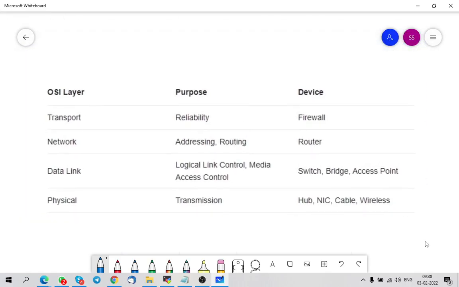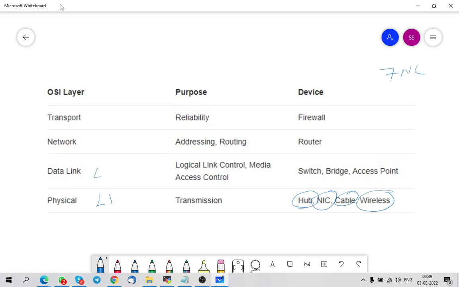Yeah, so these are the devices we are using in the network. Here we already discussed the hub, and then NIC is the network interface card, then cable, and if it is Wi-Fi, then wireless. So these are called layer 1 devices. All of us know that there are 7 network layers, and the first layer is the physical layer. All these devices operate in that layer.